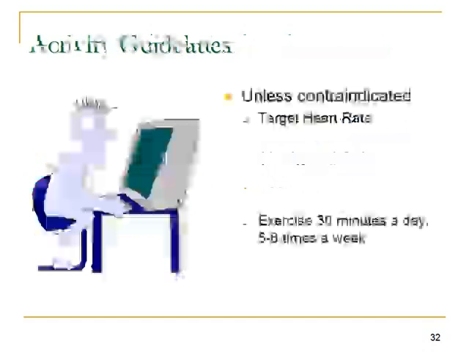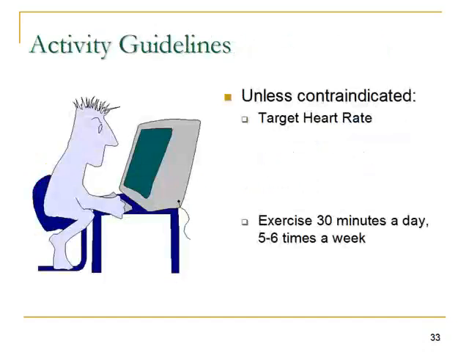Activity guidelines: unless it's contraindicated, the patients are encouraged to exercise to meet their target heart rate. And the latest guidelines are that people are really supposed to try and exercise 30 minutes a day, 5 to 6 times a week. So that is the goal.